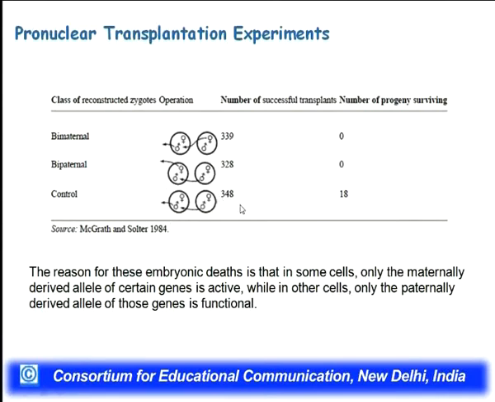So, there was a successful transplant. It's not a 100% successful case because we are doing a different transplantation experiment, but still the number of progeny surviving was there. However, in case of bimaternal or bipaternal transplantation experiments, none of the progeny survived. The reason for these embryonic deaths is that in some cells only the maternally derived allele of certain genes is inactive, while in other cells only the paternally derived alleles of those genes are functional.